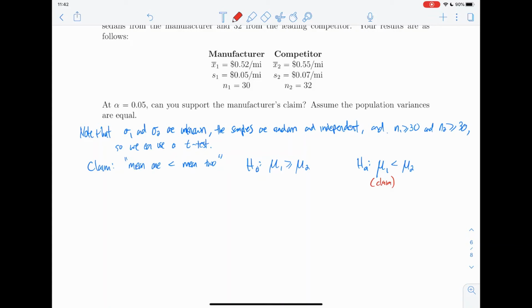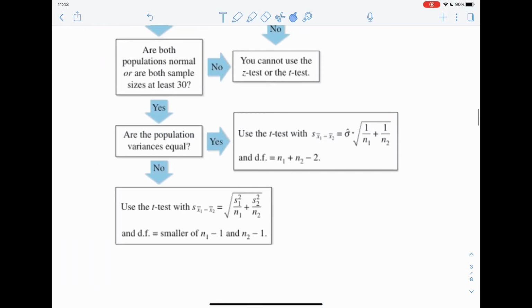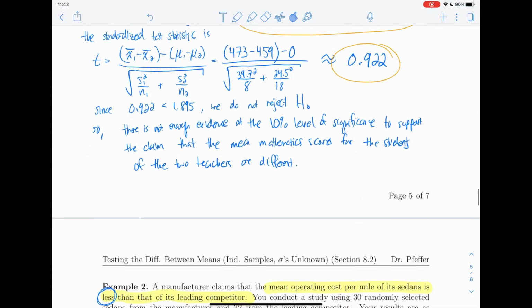Now we want to move toward trying to find our critical values. That requires use of the t-table, which of course requires us to know our degrees of freedom. The degrees of freedom computation is slightly different depending on what the population variances look like. In this case, the population variances are assumed equal. So if we go back up to our flow chart, if the population variances are equal, then the degrees of freedom are the sum of the sample sizes minus 2. So we're going to do that.